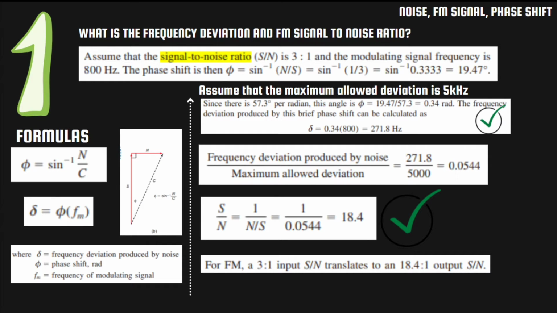Assume that the signal to noise ratio, which is denoted by S/N, is 3:1, and the modulating signal frequency is 800 Hz. The phase shift is then theta is equal to inverse sine noise to signal ratio, which is equal to the inverse sine of 1/3, which is equal to 19.47 degrees.